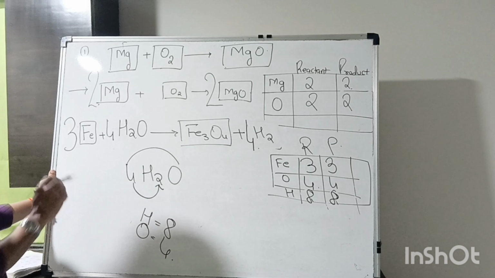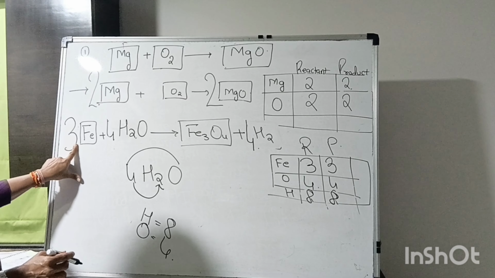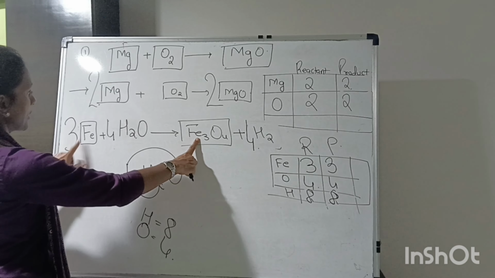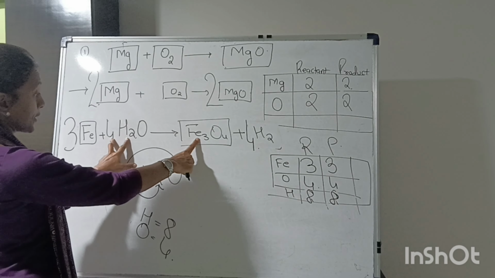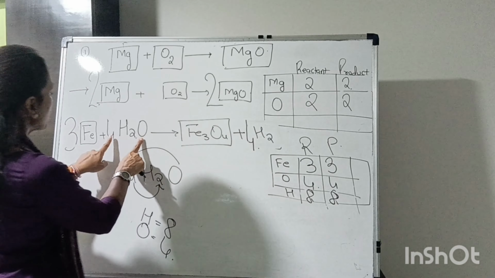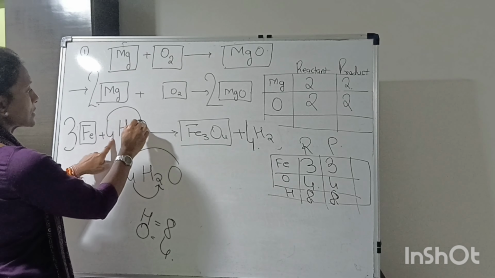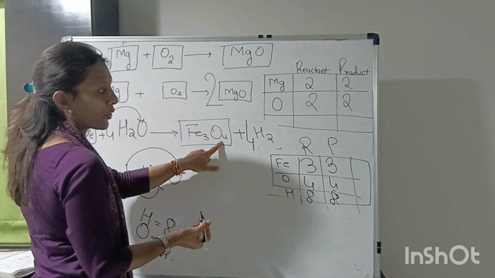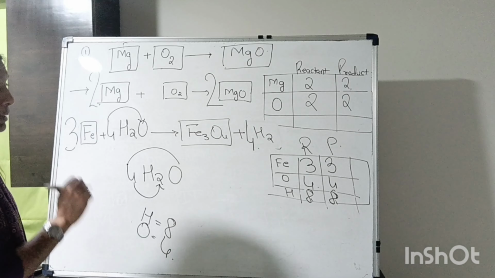Now carefully look at the reaction. 3 atoms of iron here, 3 here. 4 twos are 8 hydrogen here, 4 twos are 8 hydrogen here, and 4 ones are 4 oxygen here, here also 4, and our reaction is balanced.